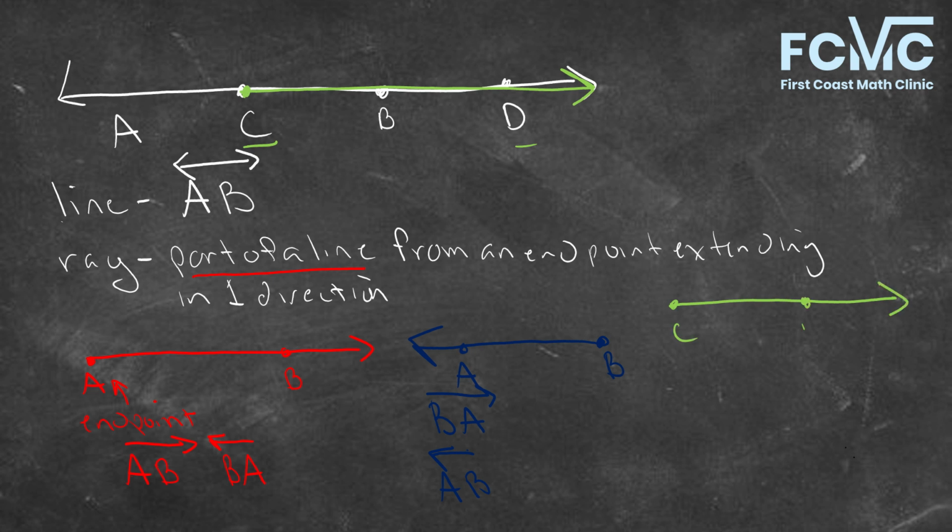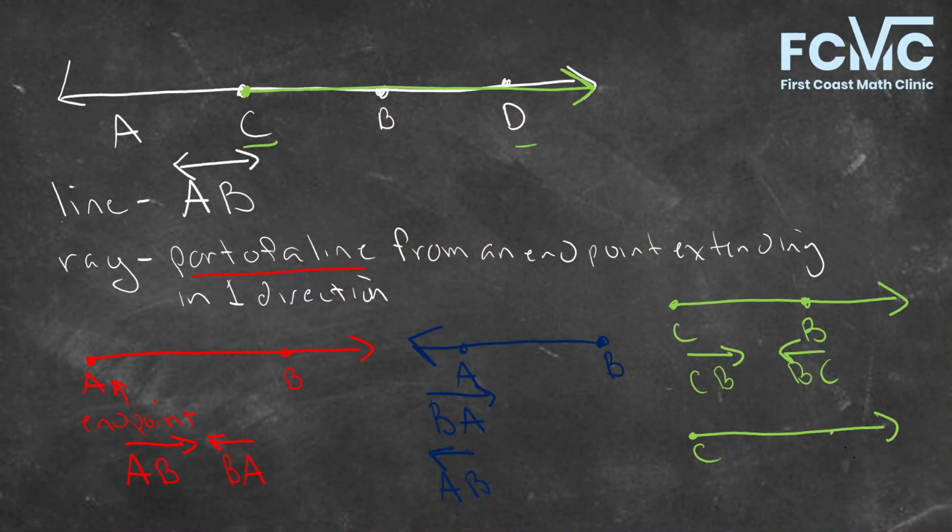So we can name this ray CB or BC, and the flat part of our arrow is above the C. Or we could do CD and then have ray CD with a flat part of our arrow above the C, or DC with a flat part of the arrow above the C.